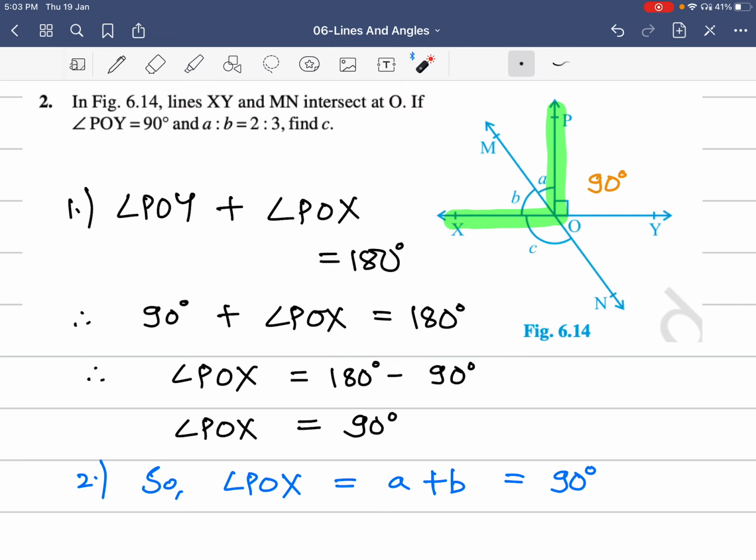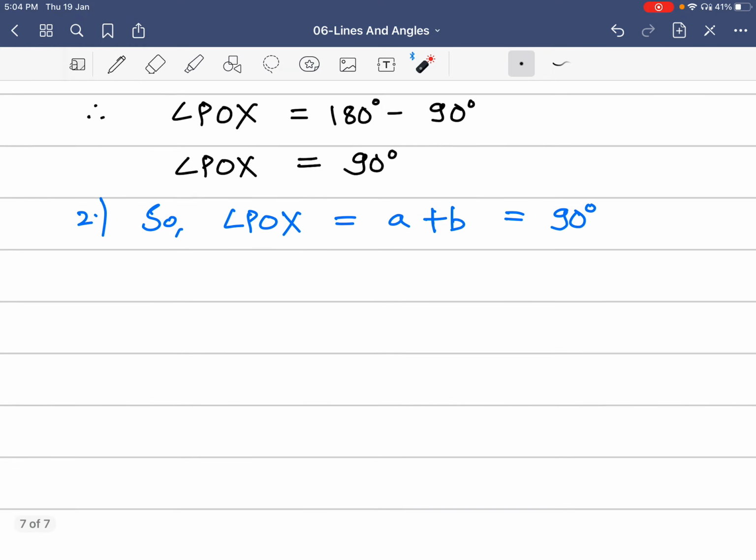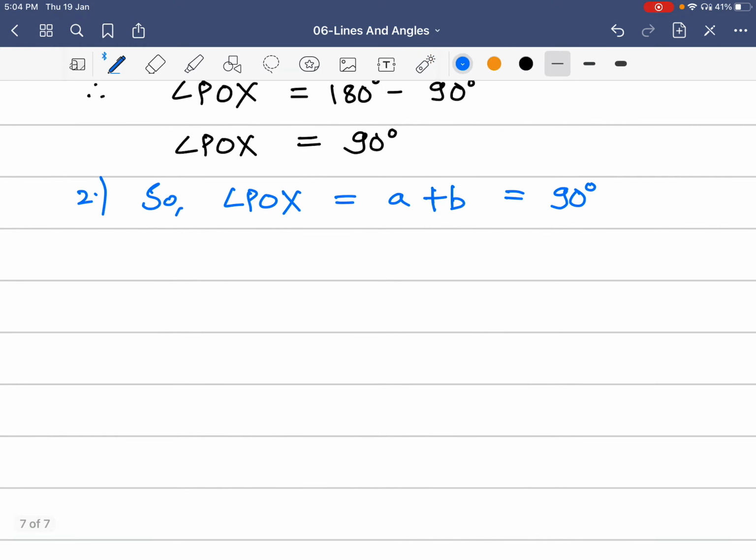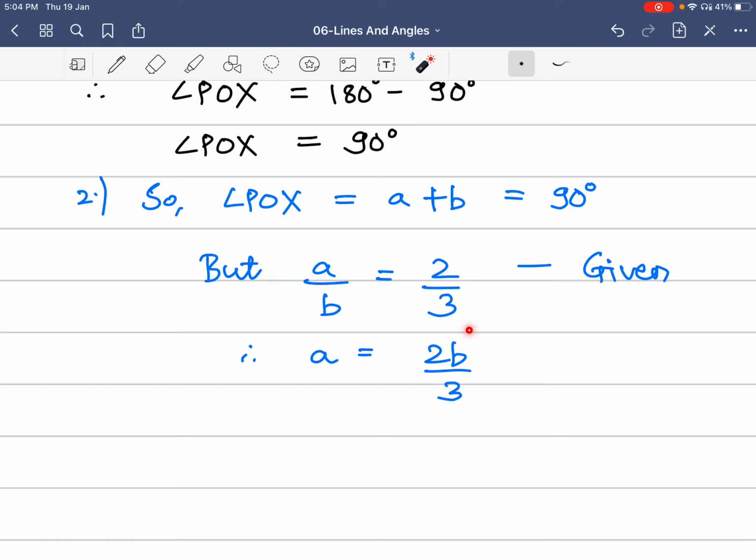Now there is a key piece of information about a plus b which is given in the question, and which is this one I'm highlighting here: a is to b is equal to 2 is to 3. What does that mean? Let's note it down here. a by b is equal to 2 by 3. This is given. Therefore, a is equal to 2b by 3. What I've done is I've just taken this b on the right hand side of the equation. So a is equal to 2b by 3. This is the value of a.